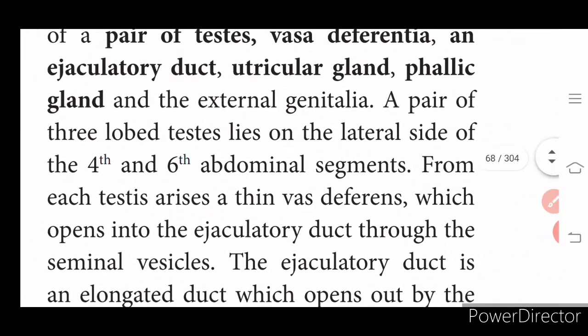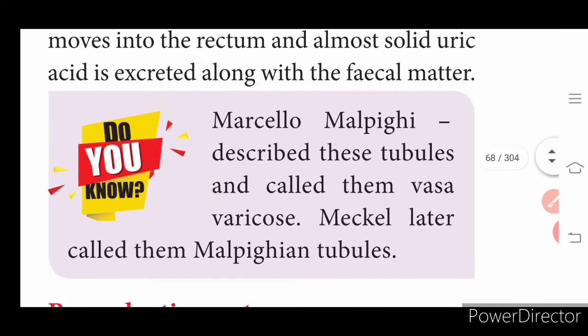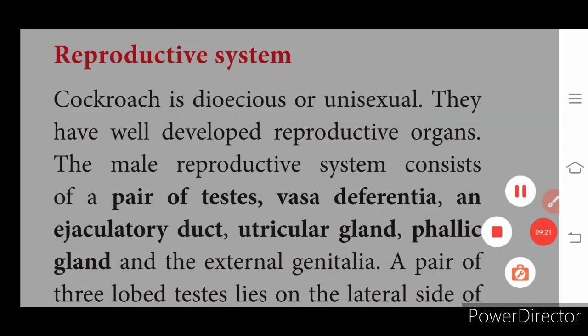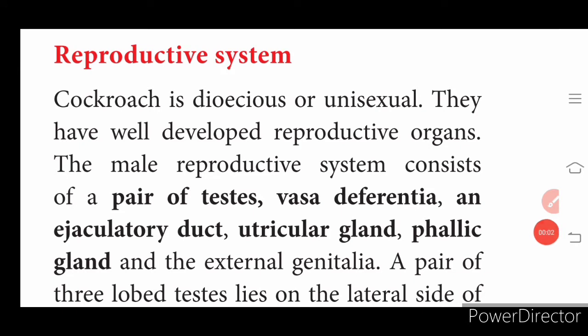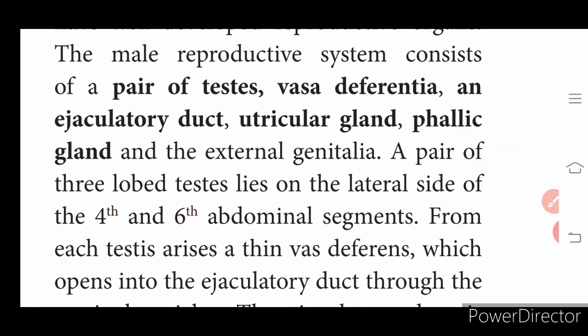Okay, so next, coming to the reproductive system. Earthworm is monoecious and cockroach is dioecious. The cockroach reproductive system is dioecious, that is, both the sexes are separate. You can find female and male cockroach separately. In the case of earthworm, we cannot find two different male and female like that. The male reproductive structure consists of a pair of testes, vasa deferentia and ejaculatory duct, utricular gland and phallic gland, and the external genitalia.